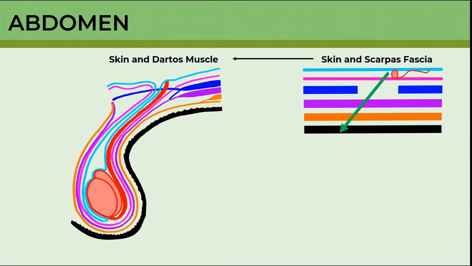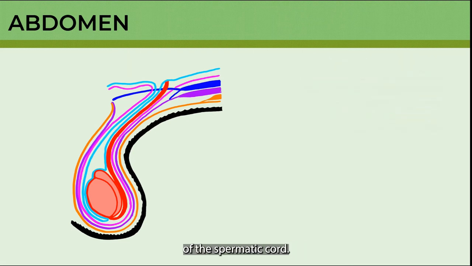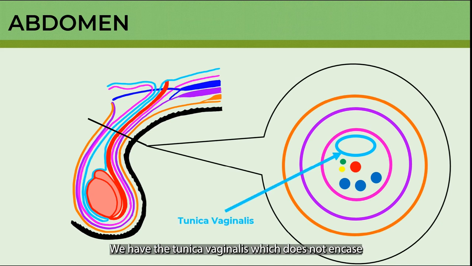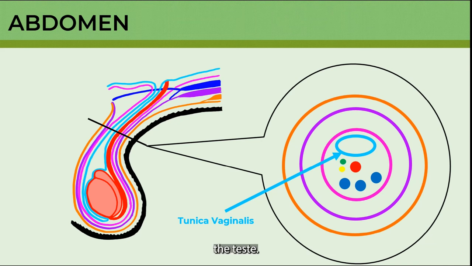Let's have a brief look at the contents of the spermatic cord. Let's take a cross section from here. Imagine that we are looking down the spermatic cord. We have the tunica vaginalis, which does not encase the testes.